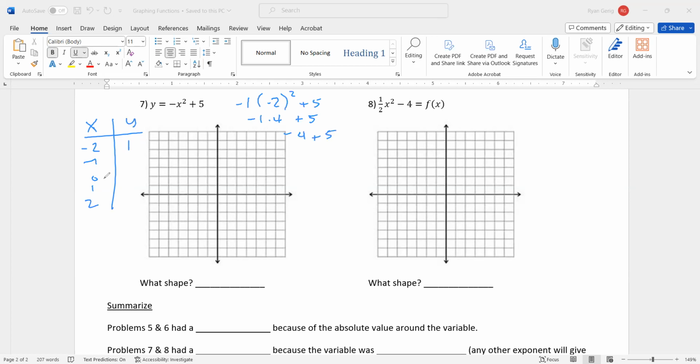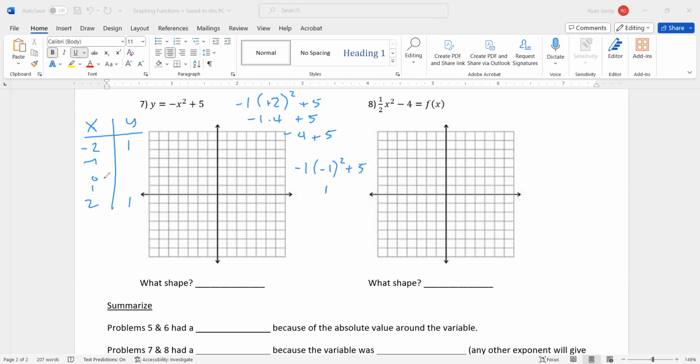Okay. What happens if I put positive 2 in? Let's do that one right now. Positive 2 squared is still 4. Negative 1 times 4 is still negative 4. Negative 4 plus 5 is still 1. You're going to notice that with exponents of 2 quite a bit. How about if I put negative 1 in for x?